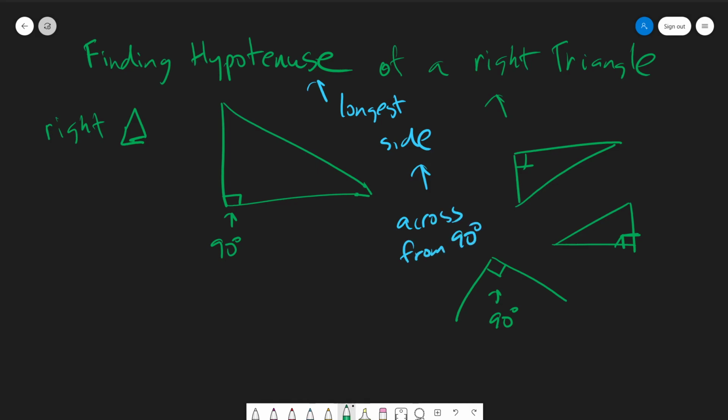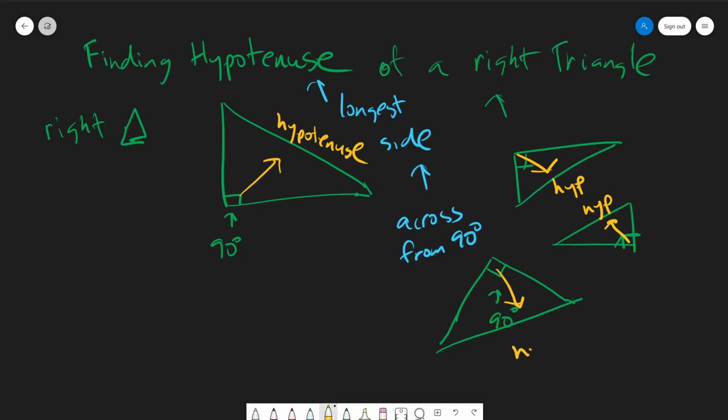So I'm going to fill out these triangles that I already had, and we're going to find all our hypotenuses. So where is my hypotenuse here? Here's my 90-degree angle. What is across from it? It is my hypotenuse. We're going to go across, hypotenuse, across, hypotenuse, across, hypotenuse. And eyeballing it too, it is the longest side.